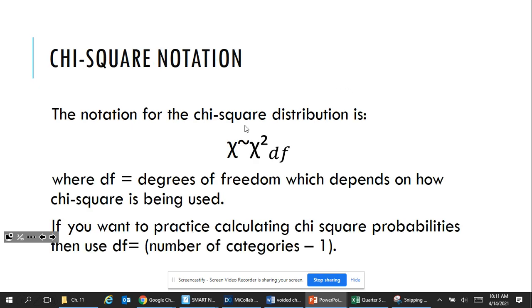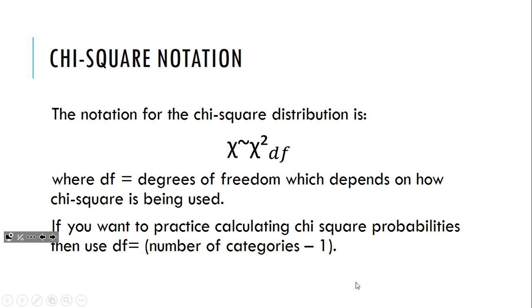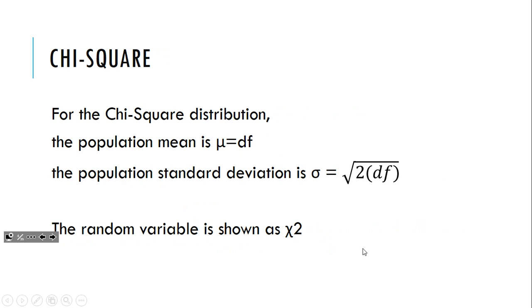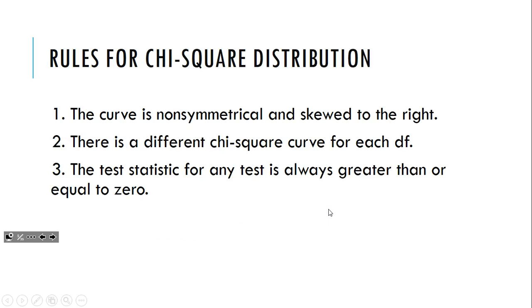And we have some symbols here to represent the chi-square distribution. This is x represented with x squared, and then df, which stands for degrees of freedom. And our degrees of freedom is going to depend on how the chi-square is being used. So there's a few different ways to calculate it. But the first part, degrees of freedom, we're going to calculate by just taking our number of categories and subtracting 1. The more advanced ways are using the average. We'll talk about that later, not right now.